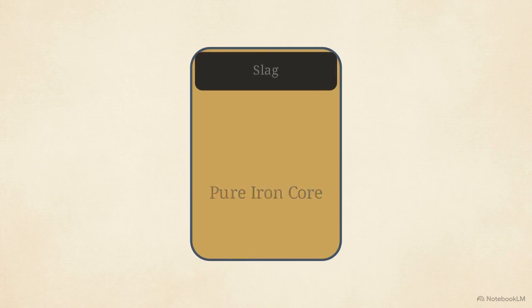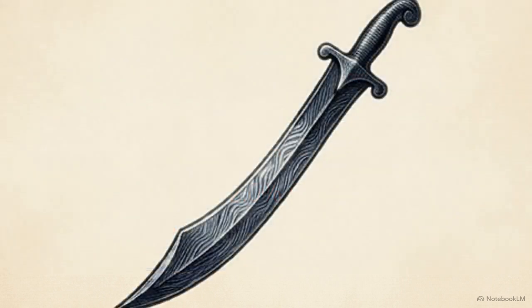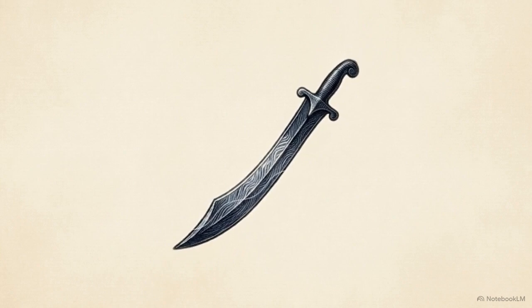As the internal temperature climbs, the intense heat forces the structural impurities to separate from the pure iron core, leaving the useless slag behind. The critical metallurgical reaction happens during the slow cooling phase. Iron carbide particles cluster together, forming distinct crystalline bands, a process known as carbide segregation. The result is a durable material holding an exceptionally high carbon content, between 1.5 and 2.0%.